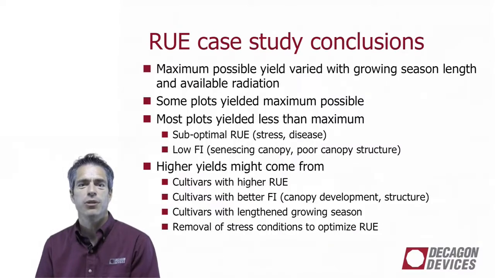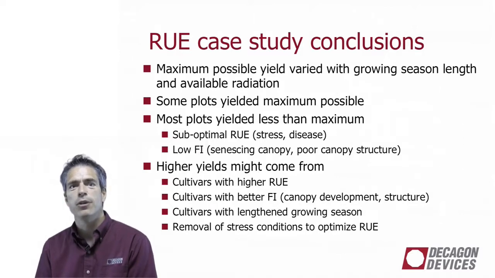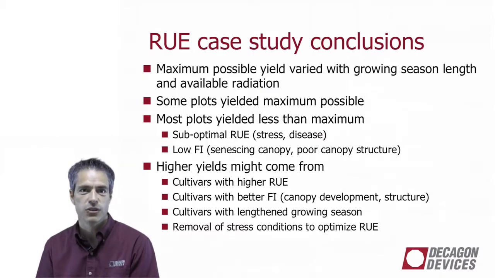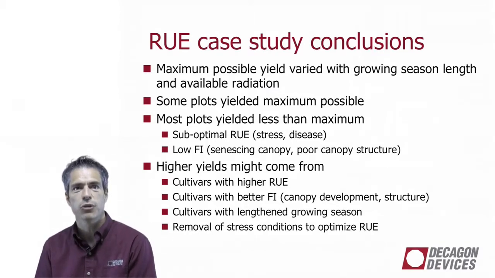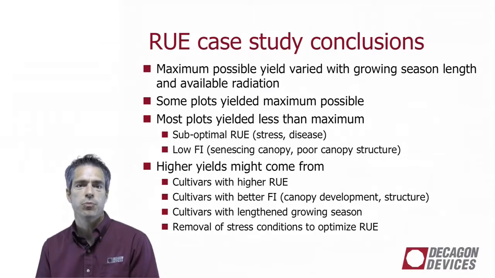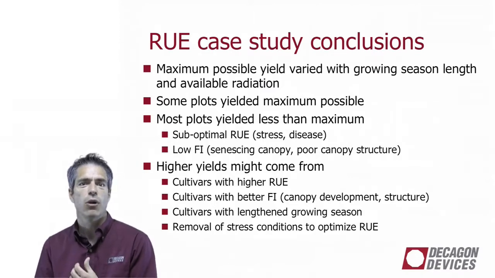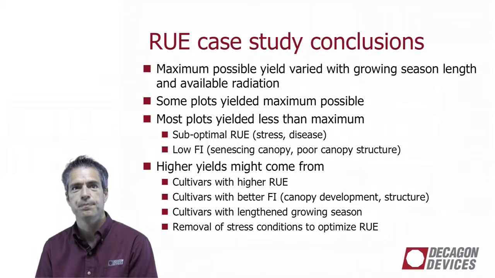Some of the conclusions that came out of there were that the maximum possible yield varied with growing season length and available radiation, something I just said. Some plots did yield at the maximum. Most plots were suboptimal because of stress and disease, and really came down to limits on their ability to capture resources. We also had challenges when there was limited fractional interception, either from a senescent canopy or poor canopy structure if the plant was stressed in any way. For example, these potatoes would tend to reduce leaf area if they were under water stress. So a reduction in leaf area would obviously limit the plant off that maximum line.